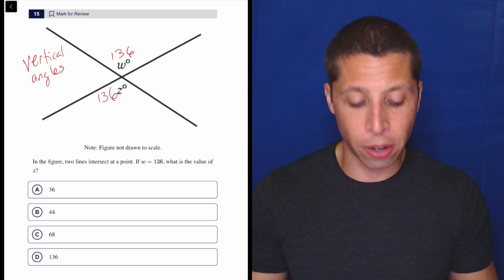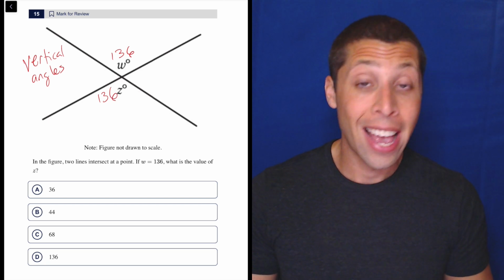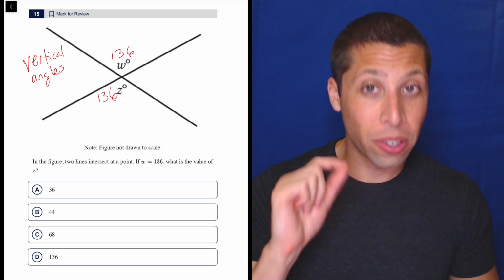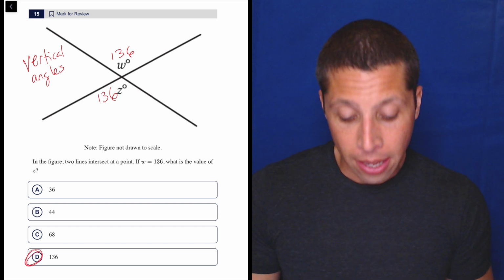No math to do here. This is just a basic rule of geometry. This is not given to you in the reference chart for geometry though. So this is something you have to memorize, but that's it.